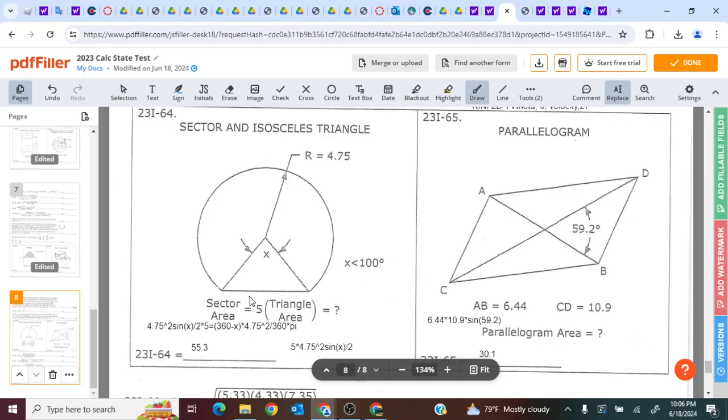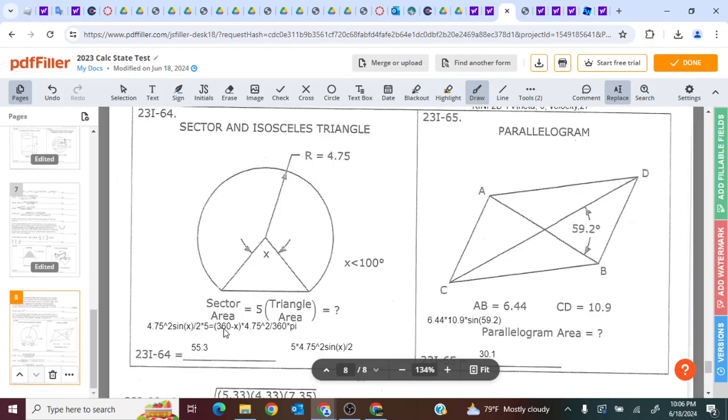64. The sector area, which is this entire thing, is equal to 5 times this triangle area. And what is 5 times the triangle area, or the sector area? So 4.75, basically you have to set these equal to each other. So 4.75 squared times sine of x over 2. That's the area of a triangle given two equal sides and an angle here. It's side squared times sine of angle over 2. And it's given that its sector area is equal to 5 times that value. So there's the times 5.